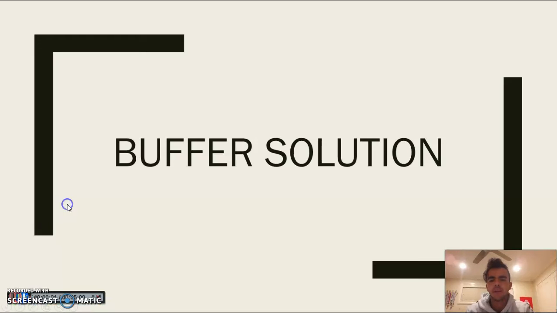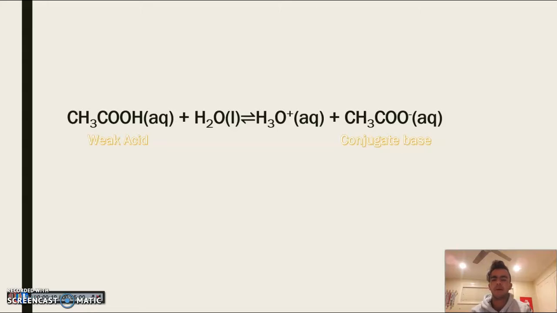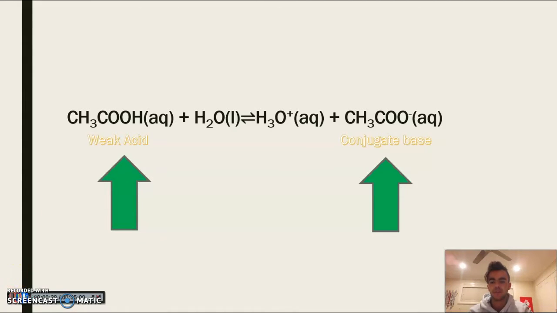Hello everyone. Today we are going to be learning about a chemical solution called a buffer solution. What is a buffer solution, you may say? Well, a buffer solution is a solution that is made up of a weak acid or base and its conjugate base or acid, depending on what you use. So for example, a buffer solution may contain the weak acid acetic acid. It also must have its conjugate base, which is acetate, for it to be known as a buffer solution.